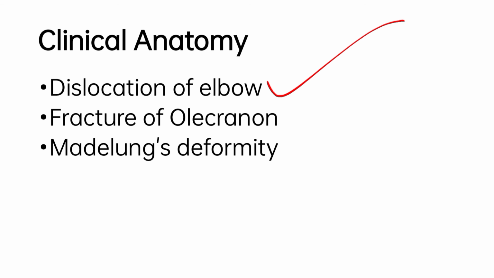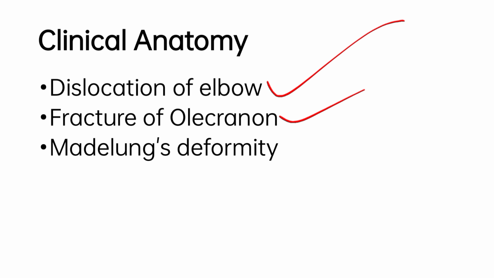So these relationships are disturbed in dislocations of the elbow. Moving further to the fractures of the olecranon. It is common and is caused by a fall on the point of the elbow. Fracture of the coronoid process is uncommon and usually accompanies dislocation of the elbow.